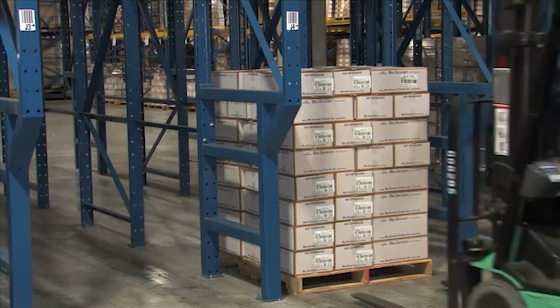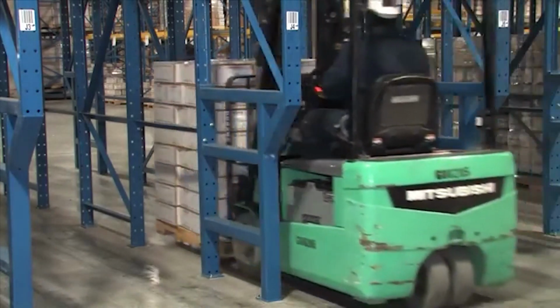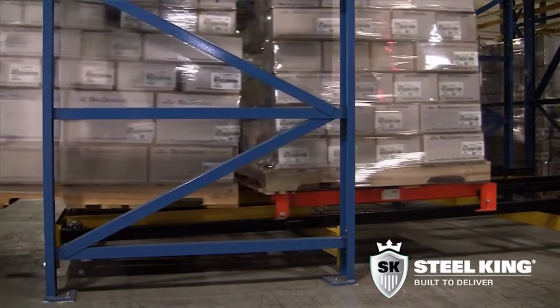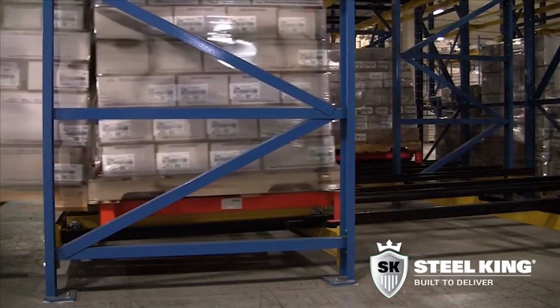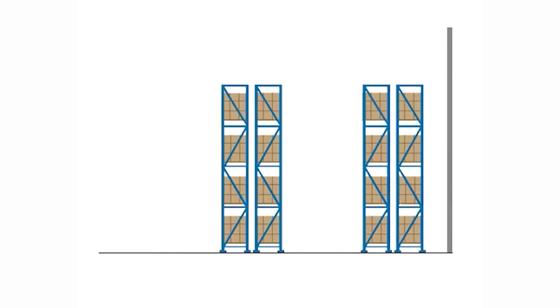There are many factors in play when designing a high-density system, including your picking process, automation integrations, and SKU count. Sometimes pushback systems are right for the situation, and sometimes drive-in systems are ideal. Both can store more products in less space than selective racks.